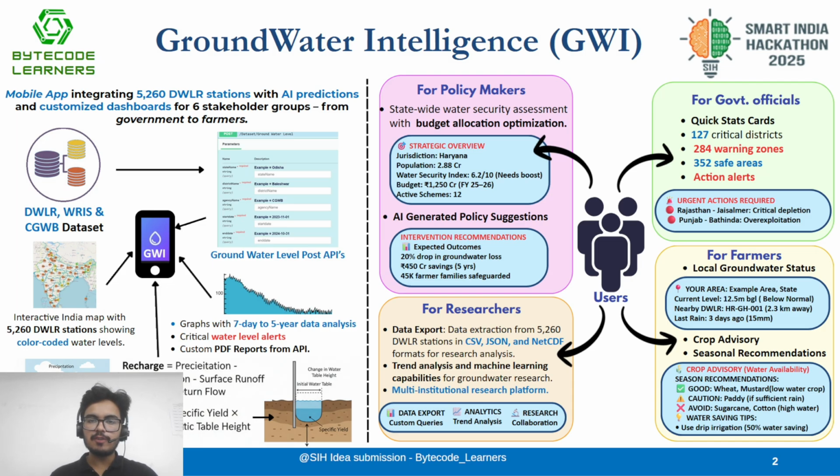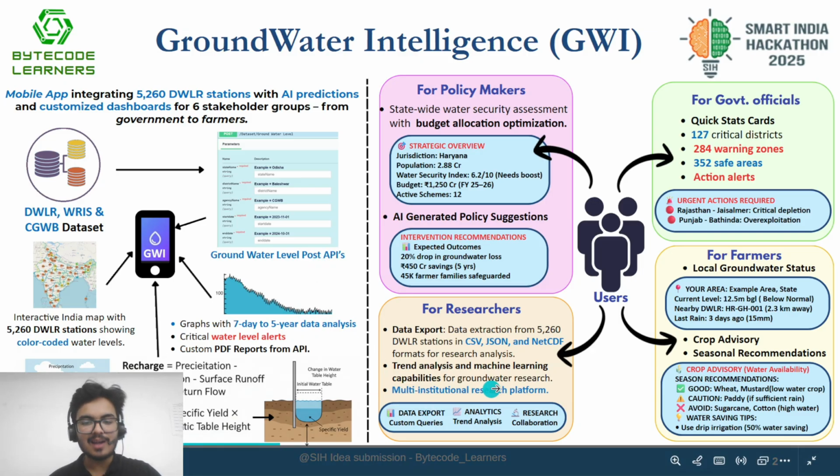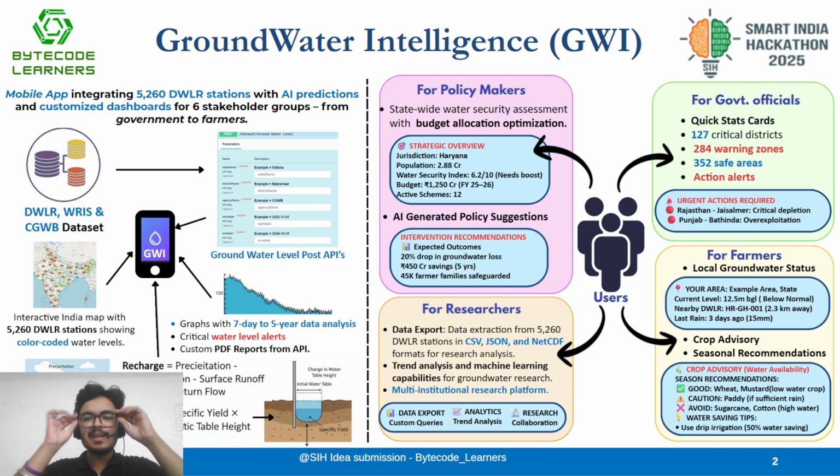So let's start with the policymakers. For example, recently with the Punjab floods, the policymakers don't have the exact idea of which specific place is suffering from a more severe water problem, or in which specific district the groundwater level is high. So our application would help policymakers in this. Next, researchers can export data for trend analysis and research, and collaborate with other researchers in our application.